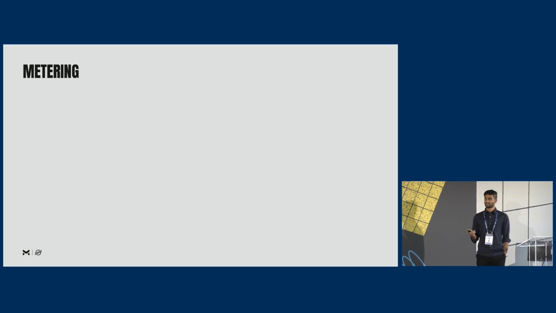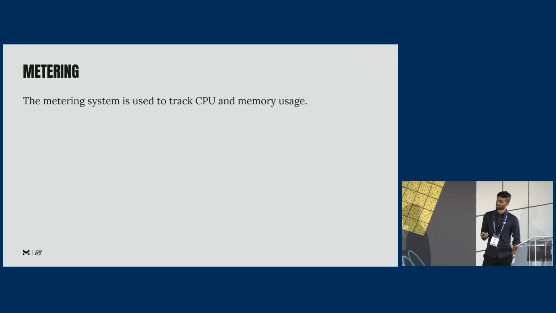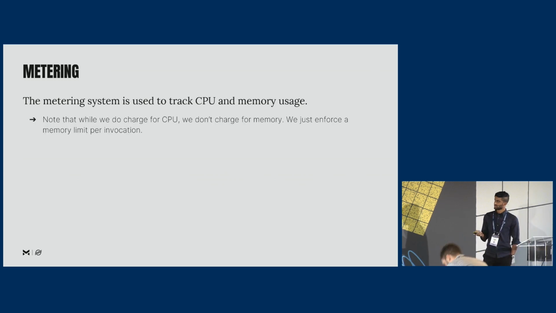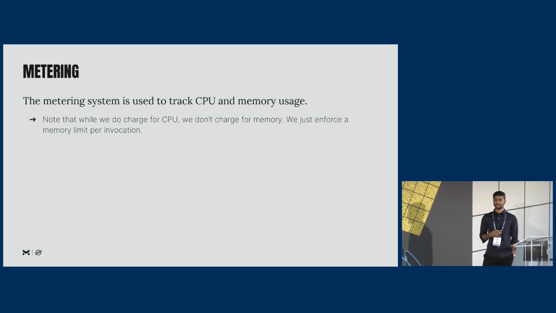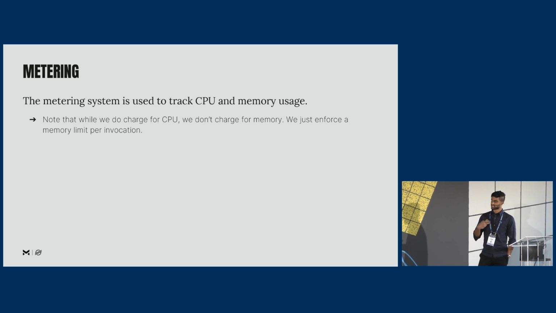So this talk is called Metering and Fees, and I've only spoken about fees so far, but metering is an important component here. So the metering system is used to track CPU and memory usage. And it's important to note that while we do charge for CPU, we don't charge for memory. We just enforce a memory limit per invocation. And this is done because memory is a use-it-or-lose-it resource, and after a transaction it is just given back to the system.